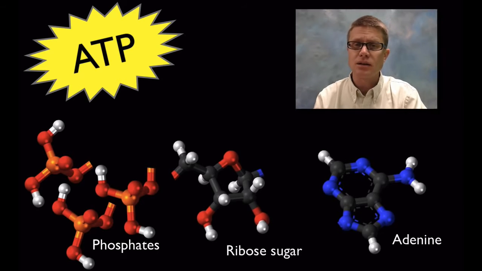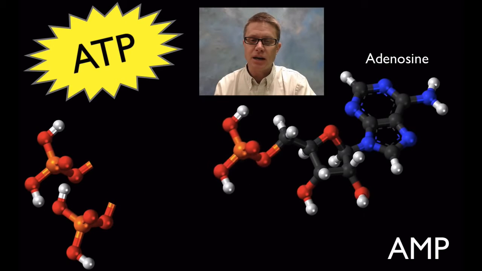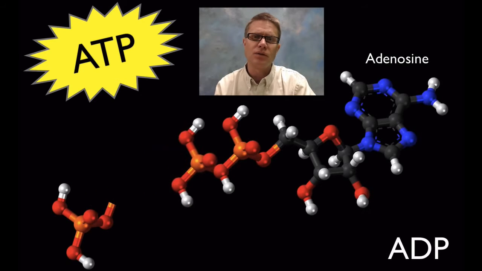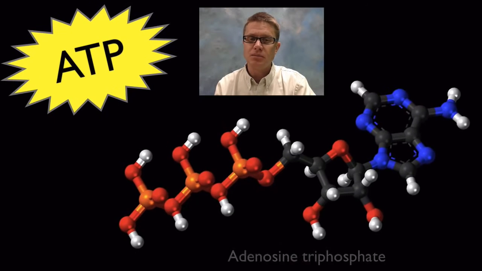And so let's start with the adenine and the ribose. They're attached together and they form a chemical called adenosine. If we add a phosphate to that, we have AMP, or adenosine monophosphate. If we were to add another phosphate to that, we've now got adenosine diphosphate, or ADP. But if we add that third phosphate, we now have ATP, or adenosine triphosphate.